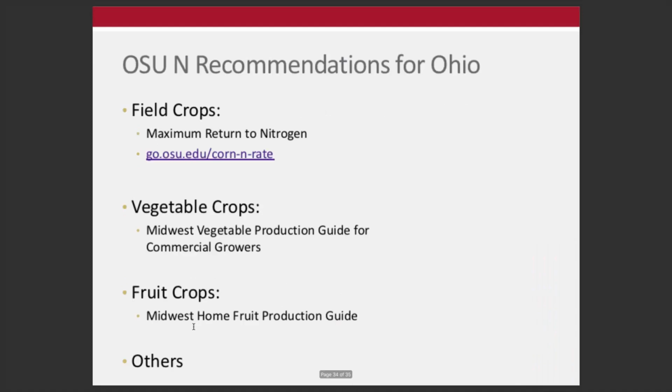Wanted to point you to some sources for Ohio specifically. Field crops for corn, there's the maximum return to nitrogen. I'm going to talk about this in the next talk. For vegetable crops, there's a Midwest production guide, and for fruit crops, there's a home fruit production guide.